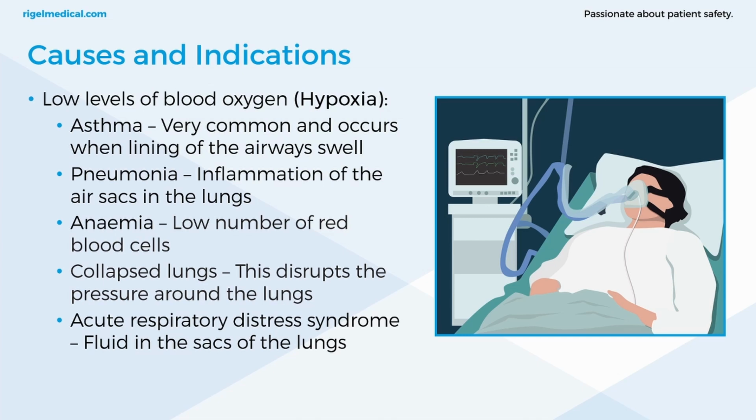Okay, so causes and indications of ventilation. Firstly, low levels of blood oxygenation, hypoxia. This is where not enough oxygen can make it to the cells within the body that require it. Now, this is often a result of something called a VQ mismatch, when your lungs are either receiving oxygen, but there's no blood flow, so they can't transport oxygen around the body, or you've got blood flow, but you've got lack of oxygen. So there's this VQ mismatch, could be either of those 2.